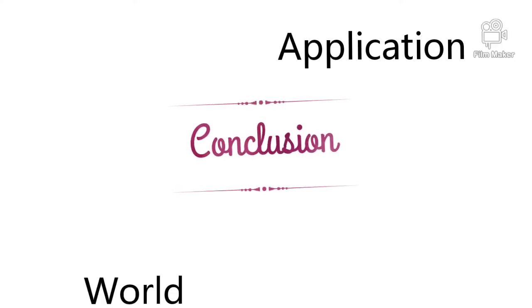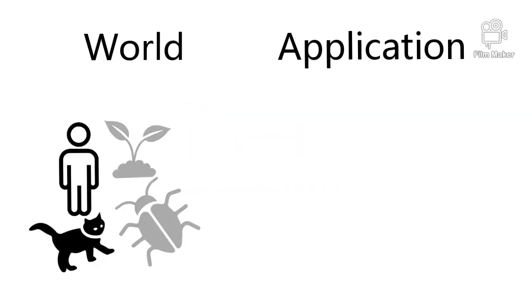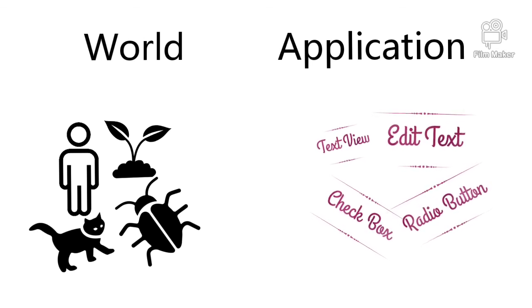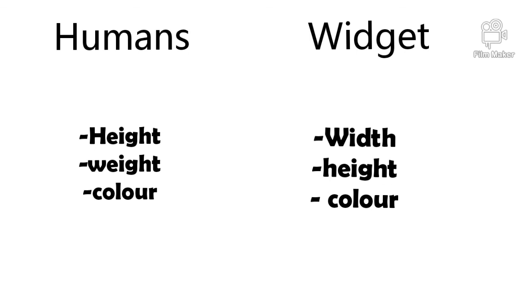Now I hope you all are familiar with some basic widgets. In a nutshell, as the world contains different species like humans, animals, plants and insects, similarly our application contains various widgets like text view, edit text, checkbox and radio button. As a species, say humans have different properties like height, weight, color, etc. Similarly, a widget has different attributes or properties, we can say, like its width, height and color.